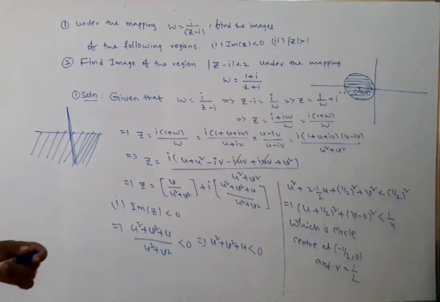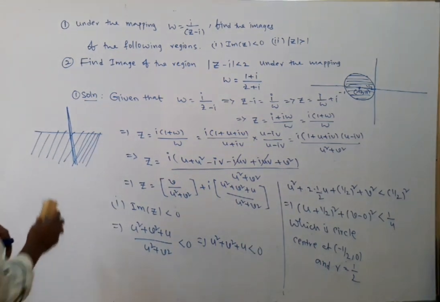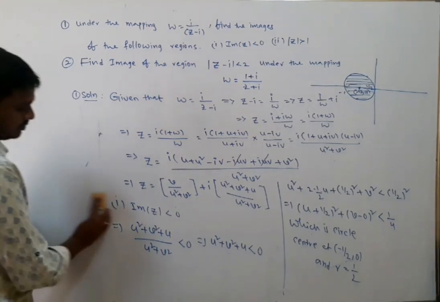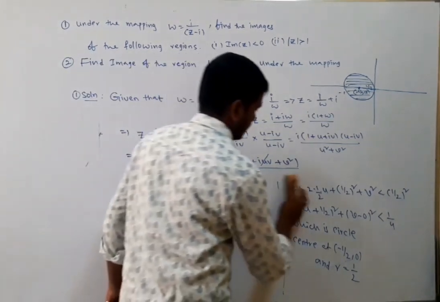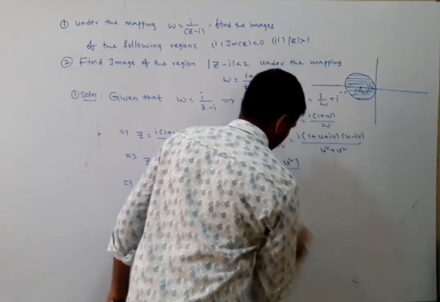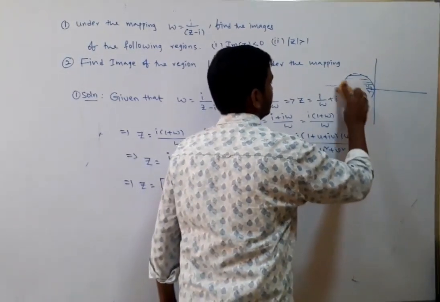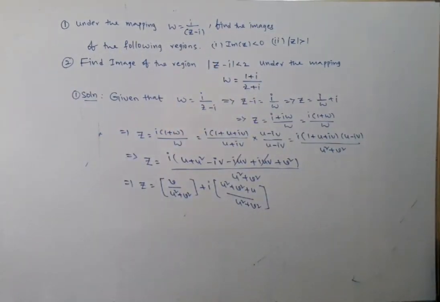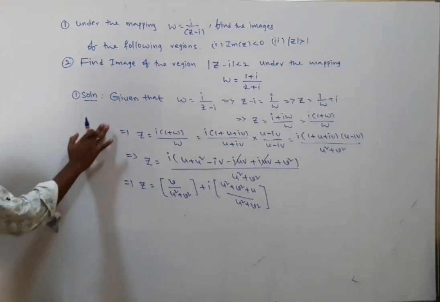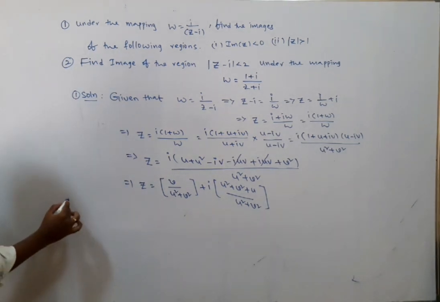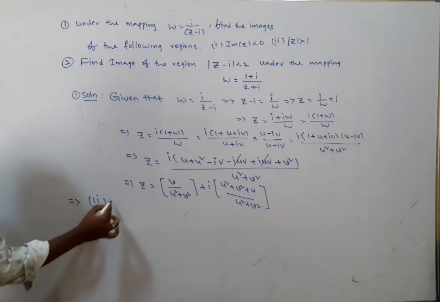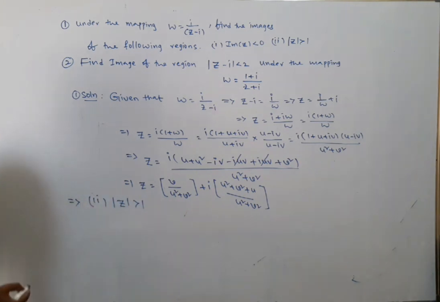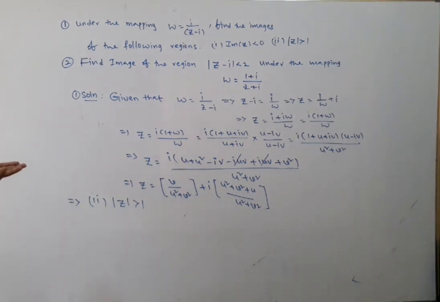Now coming to the second problem, under the same transformation, I am going to concentrate on the second problem. See, the second problem, what is given? Mod z is greater than 1. That is, modulus of z is greater than 1. Z we have. So mod z, it is nothing but the square root of the real part square plus the imaginary part square.